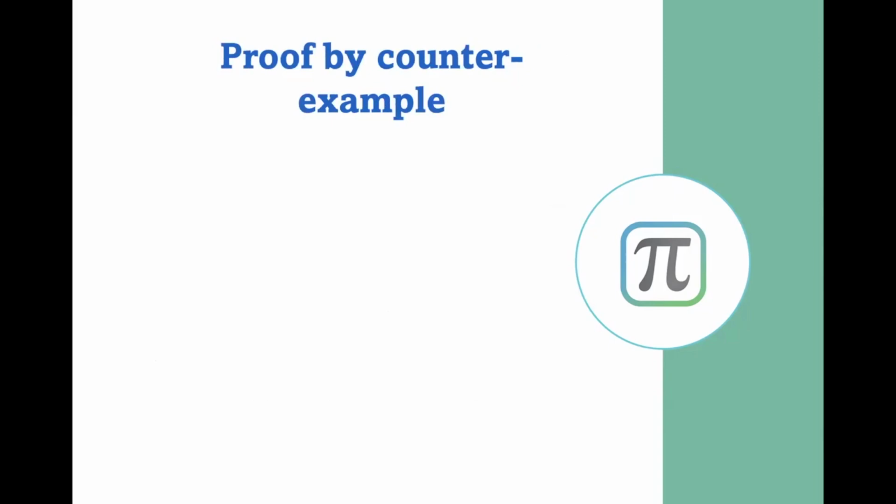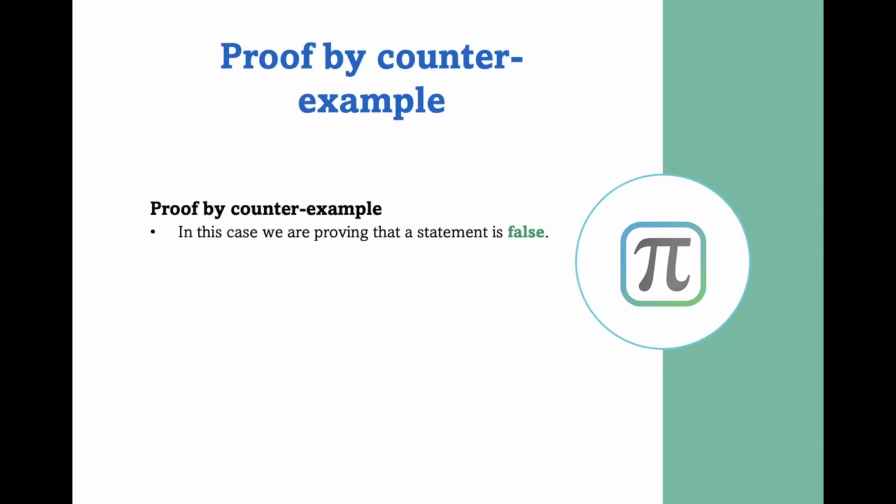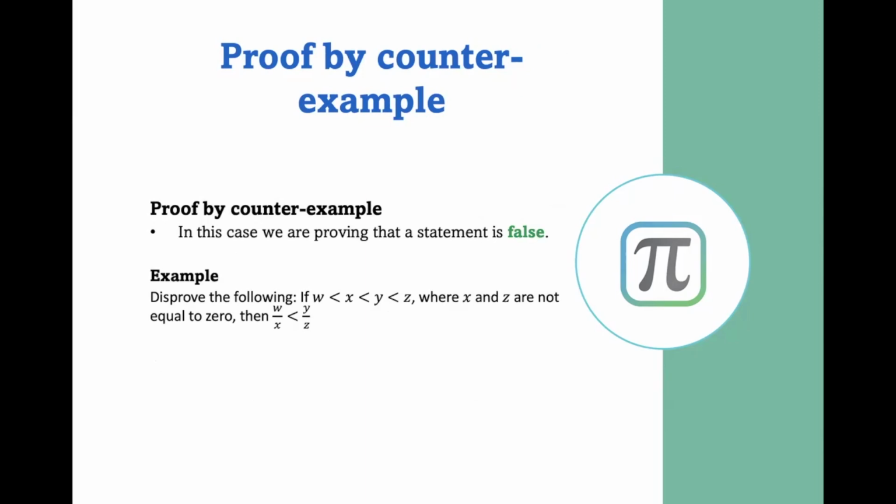Another way of proving a statement is false is proof by counterexample. So here we have an example asking us to disprove the following. If w is smaller than x, is less than y, is less than z, and x and z are not equal to 0, then the fraction w over x must be less than y over z.